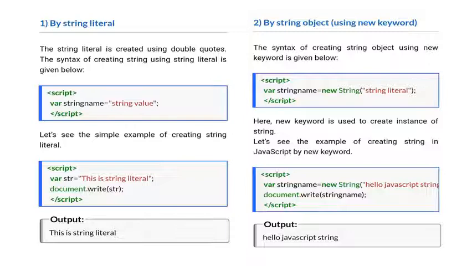Second is string object. Syntax: I'm declaring a variable, string name is equal to new String, and I'm calling or declaring a string literal. Here the new keyword is used to create an instance of string. Let us see the example. Variable string name is equal to new String, hello JavaScript string. It will print hello JavaScript string. These were the two ways to write strings.